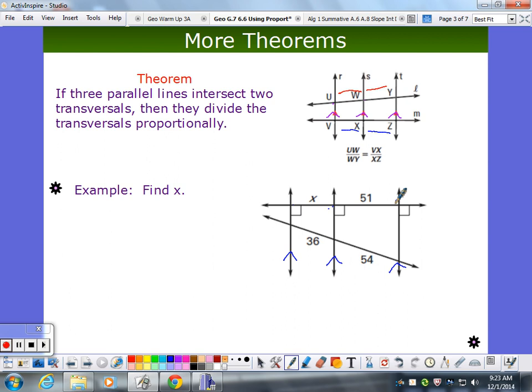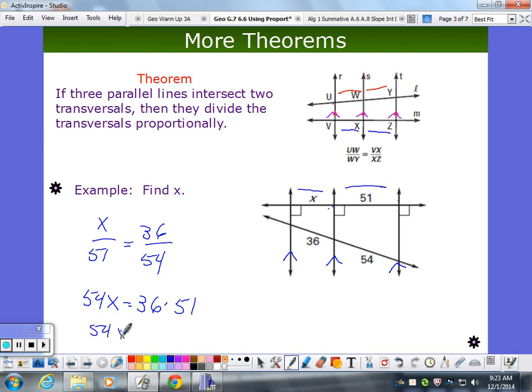So this piece to that piece, this to this, x over 51 is going to be the same as that to that, 36 over 54. So 54x equals 36 times 51. I multiplied this out. So 54x equals, I got 1,836. Anybody else getting that? Divide both sides by 54. What are you getting? 34?